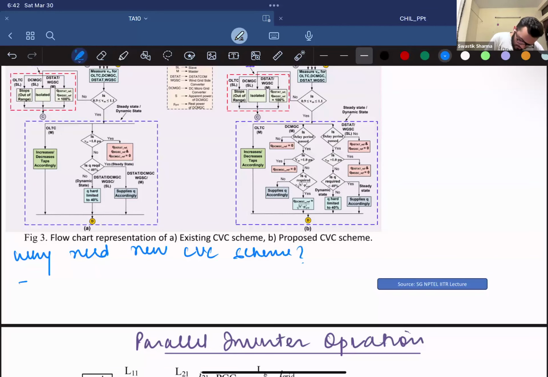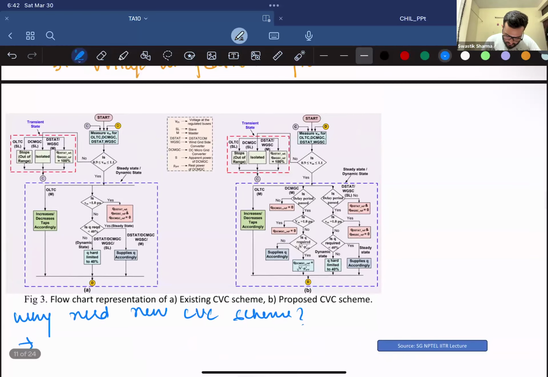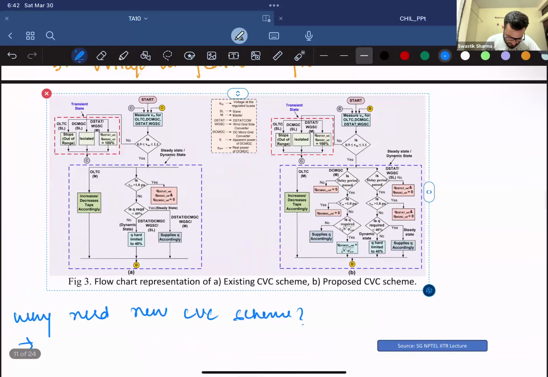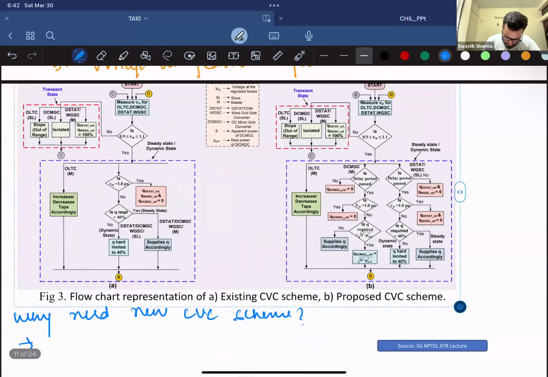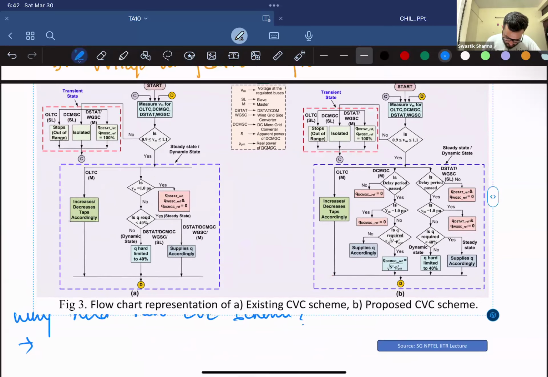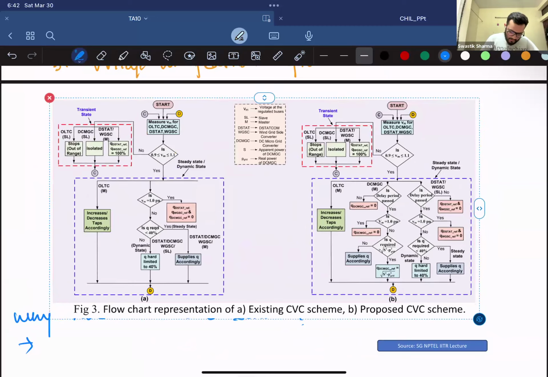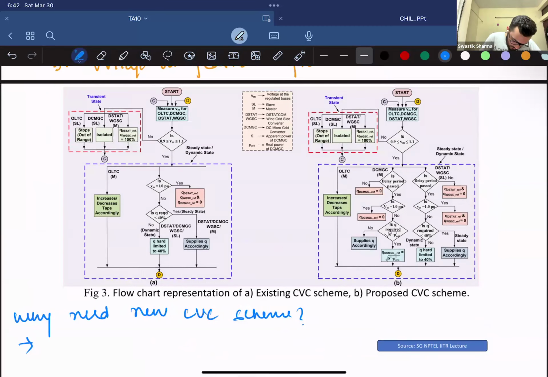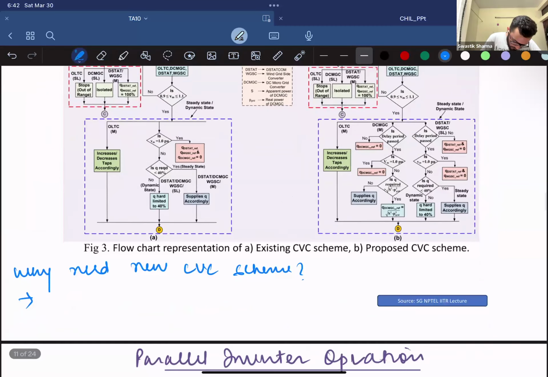So you've heard, right? If something is wrong, you tend to fix it, right? So you first need to know what was wrong. So why do we need a new CVC scheme? First, availability of devices was not taken into account.